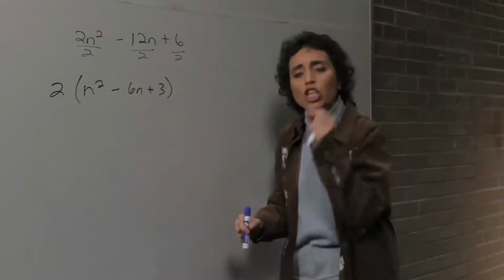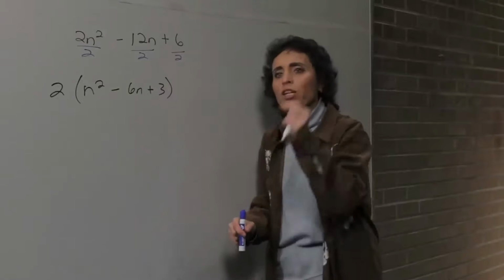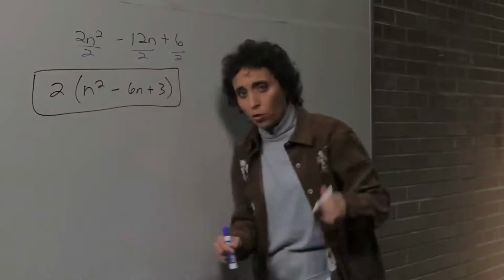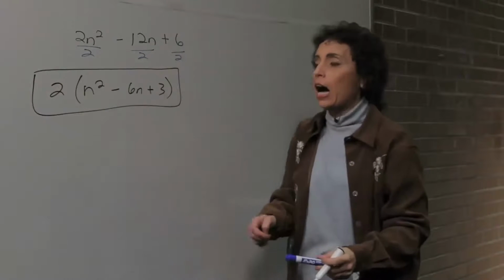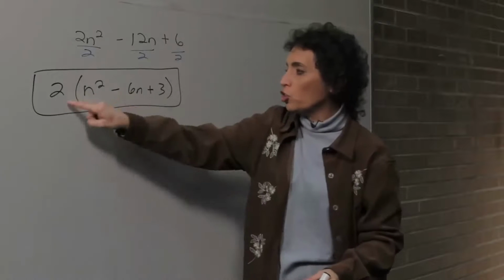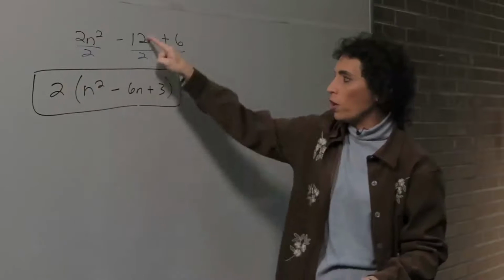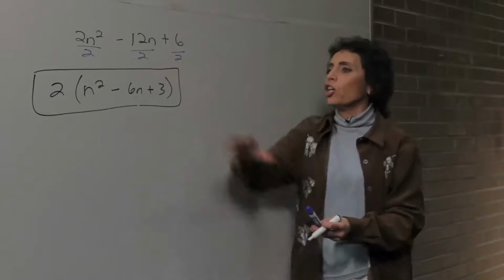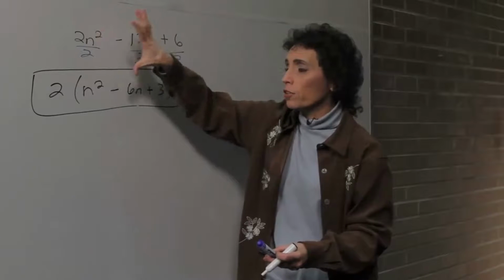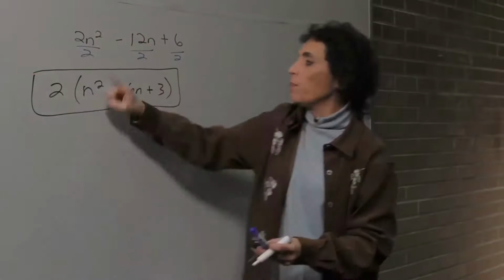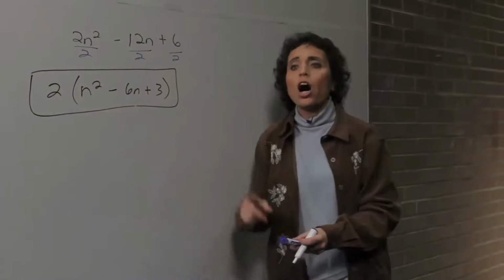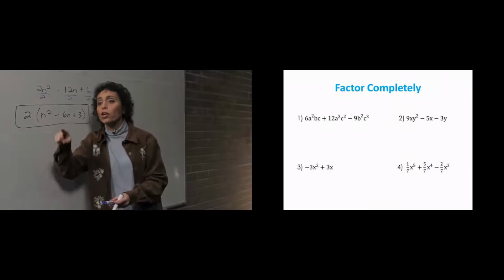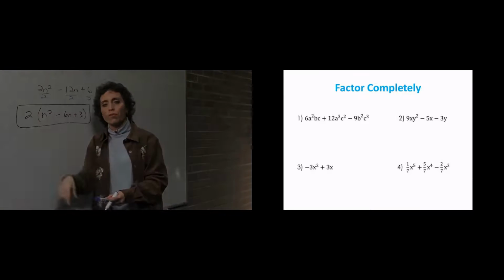Here's how you can check. You can always check factoring by multiplying. So I'm going to check it for you in my head. I'm multiplying, distributing: 2n squared minus 12n plus 6, which is exactly where you started. So that's how you factor. Look for a GCF. Write down the GCF. Make a big set of parentheses. On the next slide, there are 4 examples. I'd like you to try to do 1 through 3. I will do number 4.